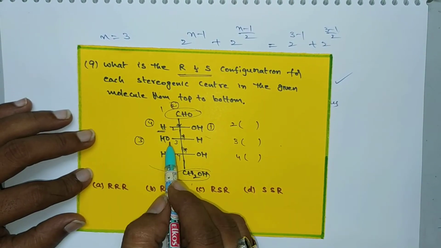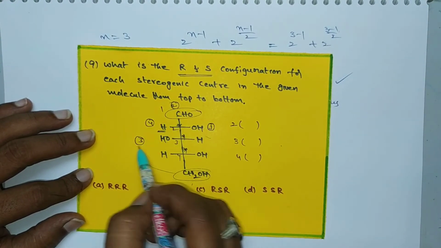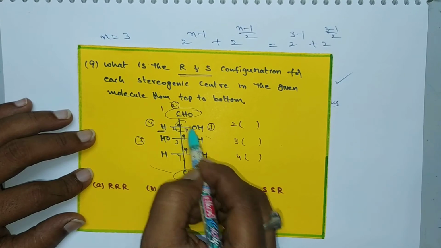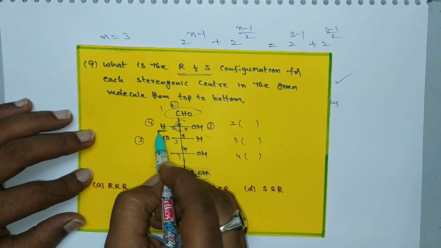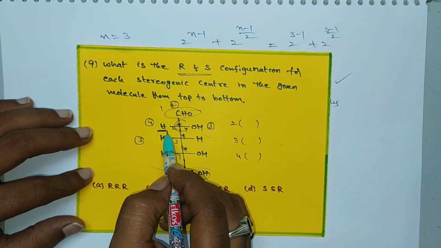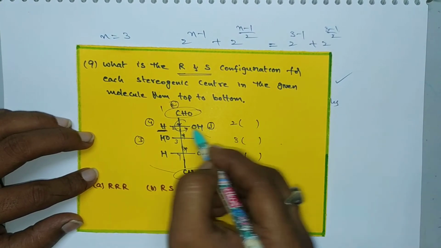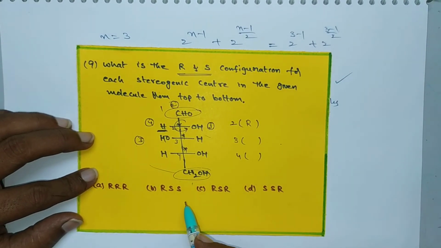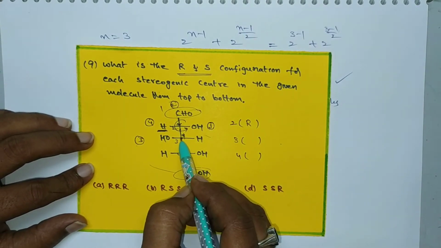Okay, clear? So the direction of decreasing priority 1, 2, 3 is in this direction, that is anti-clockwise. But here the hydrogen, the lowest preferred element, is present at the horizontal position. So in the Fischer projection formula we have to invert it. That means it is anti-clockwise, so the configuration will be rectus. Okay. And next one.